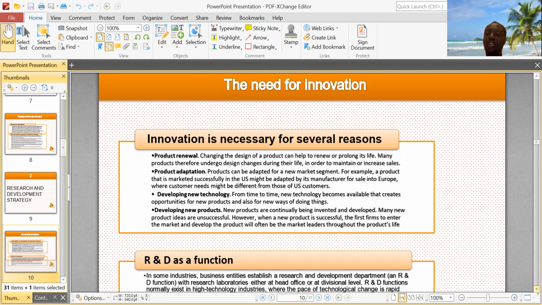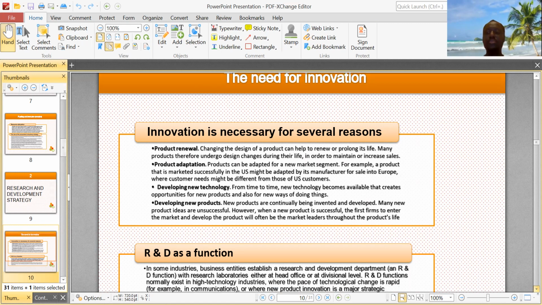So these are the four ways innovation takes place. Number one, product renewal, which helps to prolong the life of the product. Product adaptation, which helps to push the product into a new segment. Developing new technology, which helps to create a new way of doing things. And developing new products, which helps an organization, if they become successful with a new product, to become a market leader in that field.